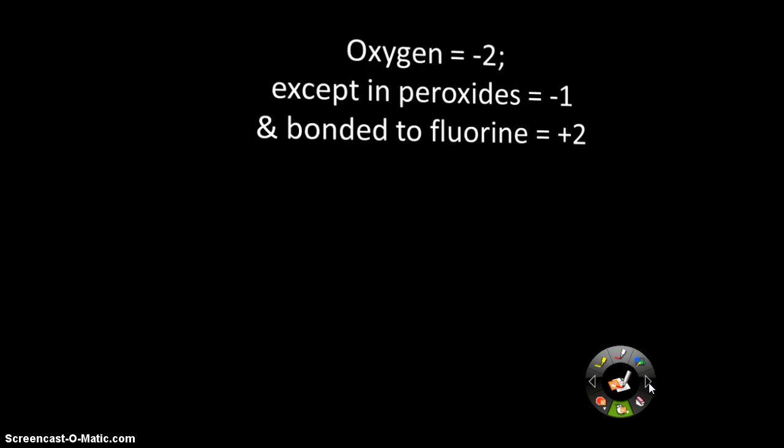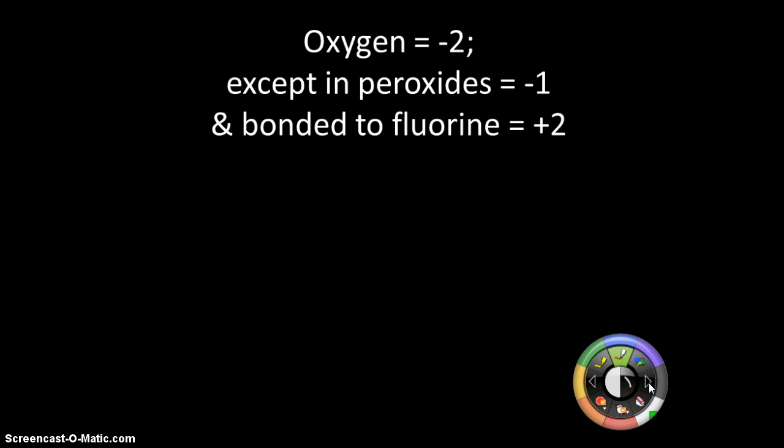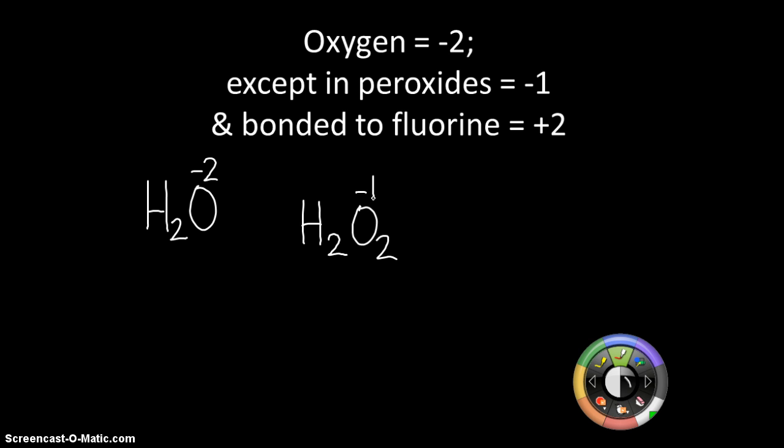Now, oxygen has a few different rules. Typically, it's going to be a -2. So if you have water, the oxidation number for oxygen is going to be its -2. If it's in a peroxide, though, and the only peroxide I would give you in this class is hydrogen peroxide, you're going to assign it an oxidation number of -1.